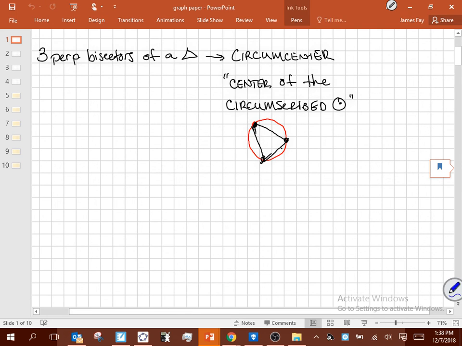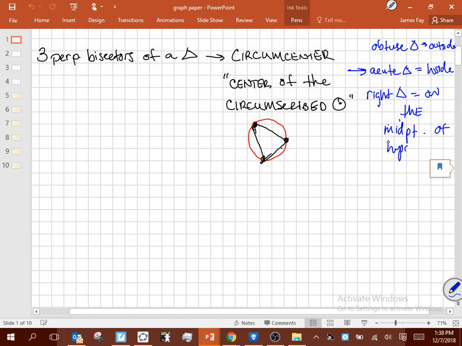Now, that led us to three different things, the locations of the circumcenter. In an obtuse triangle, the circumcenter was where? Outside. On an acute triangle, it was where? Inside. And on a right triangle, it was where? On the hypotenuse. Now, where on the hypotenuse? On the midpoint of the hypotenuse. So that is all of the information that we encapsulated in yesterday's notes.